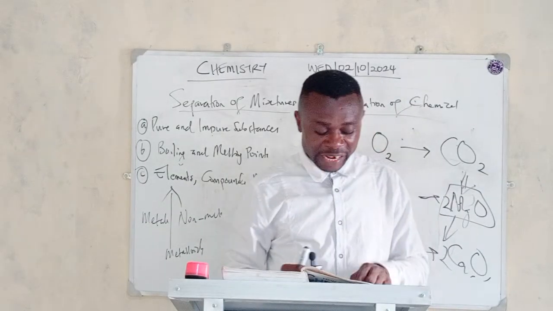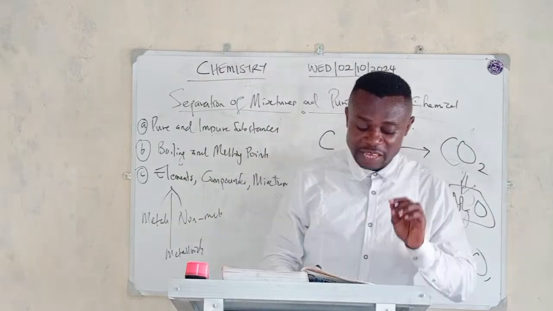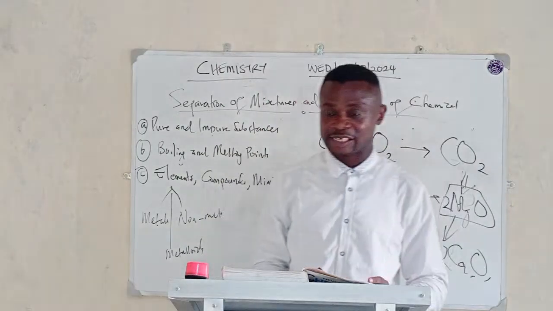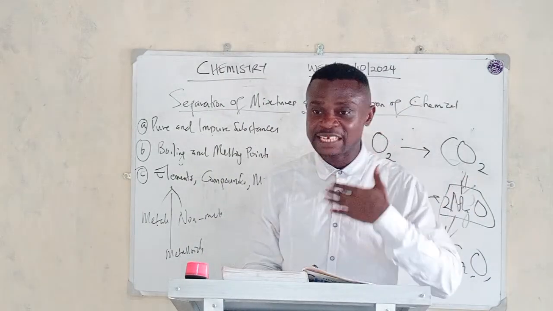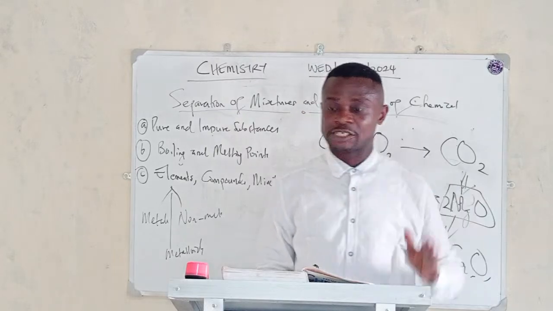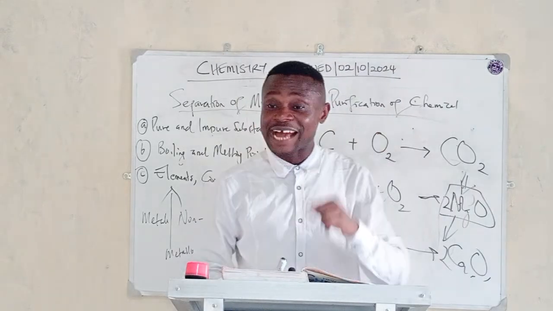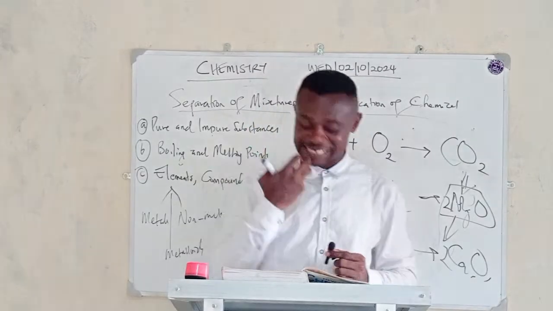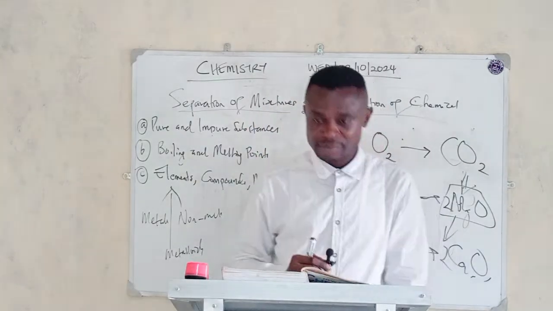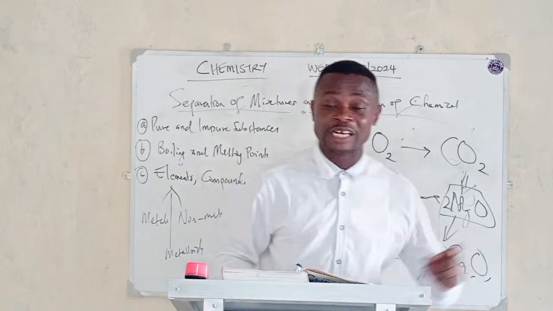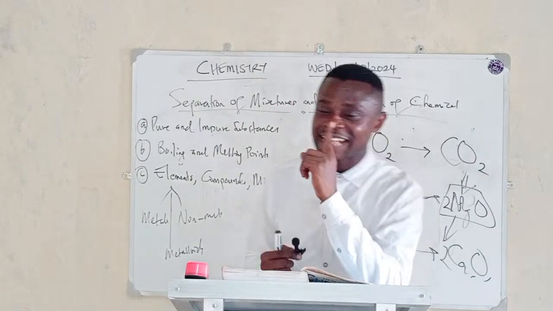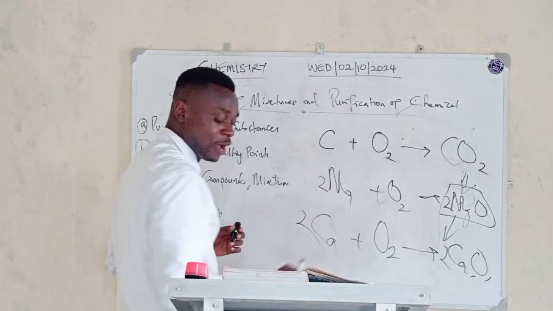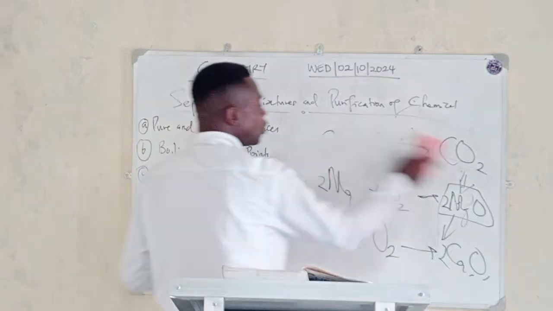So that's why metals are reducing agents, because they have the tendency to do what? Lose electron. While non-metals are oxidizing agents, because they have the tendency to do what? Accept electron. And when metals lose electron, they form cations.